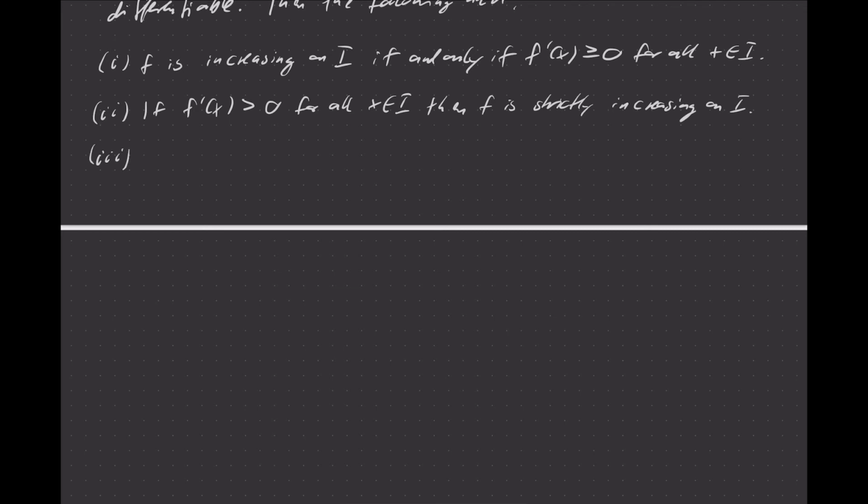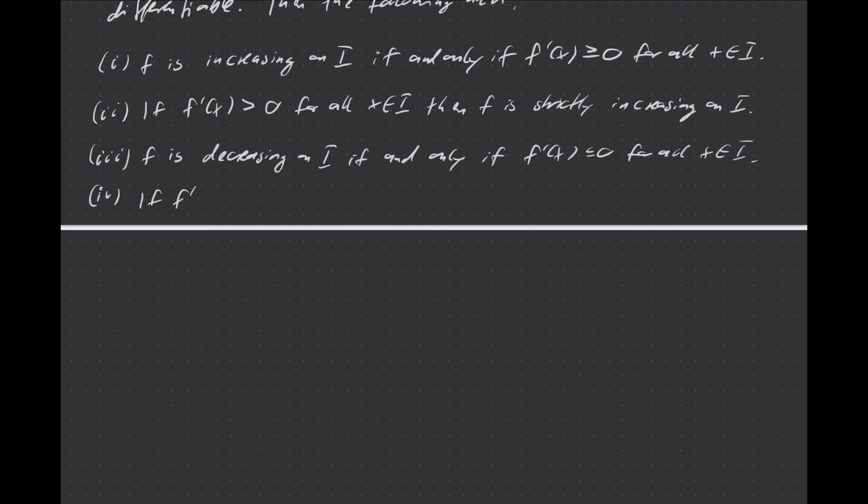Part 3 and 4 will be about decreasing functions. So similar to part 1, f is decreasing on I if and only if f prime of x is less or equal to 0 for all x in I. And part 4, again a strict version, if f prime of x is strictly negative for all x in I, then f is strictly decreasing on I.